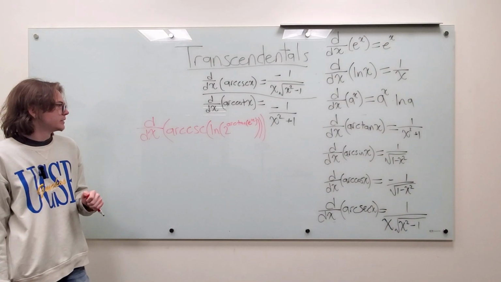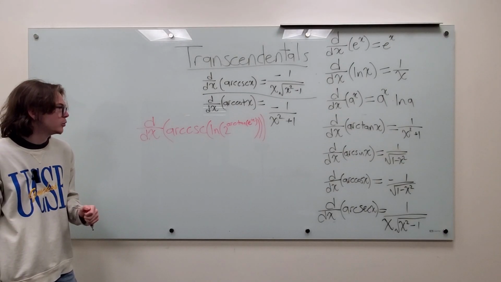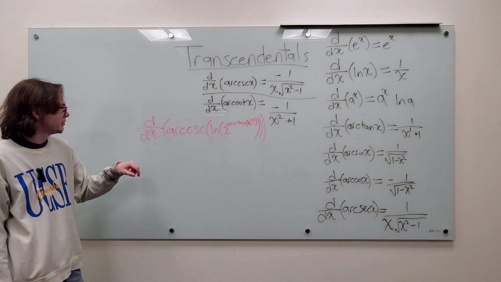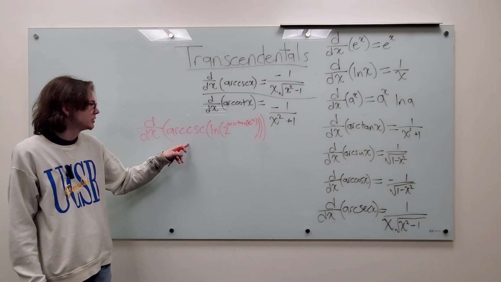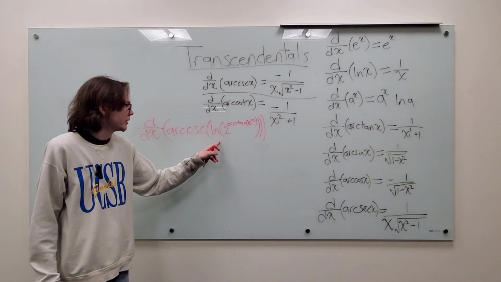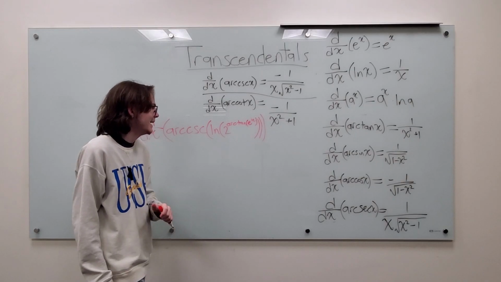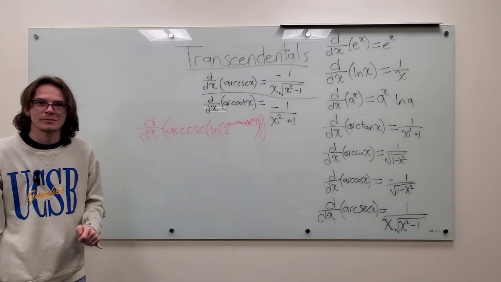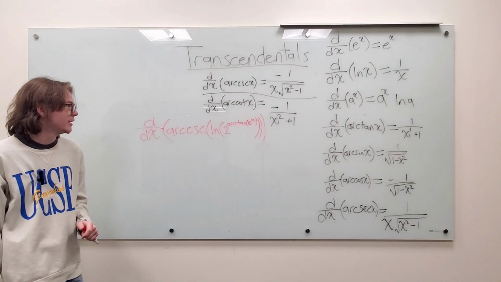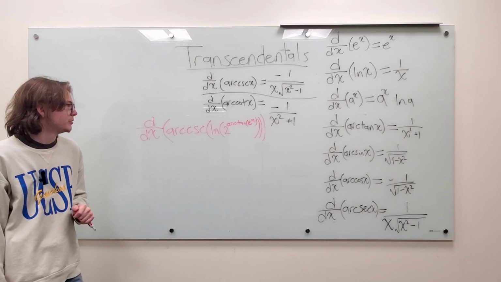All right, and finally, this last one is going to be a big one. We're going to be finding the derivative of the arccosecant of the natural log of 2 to the arctangent of e to the x. Pause the video, take as much time as you need. Let's go ahead and find this derivative.